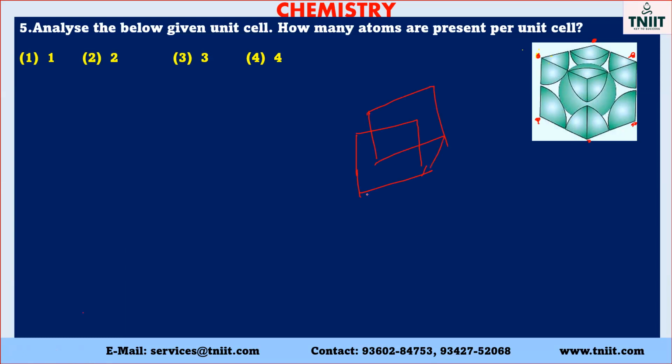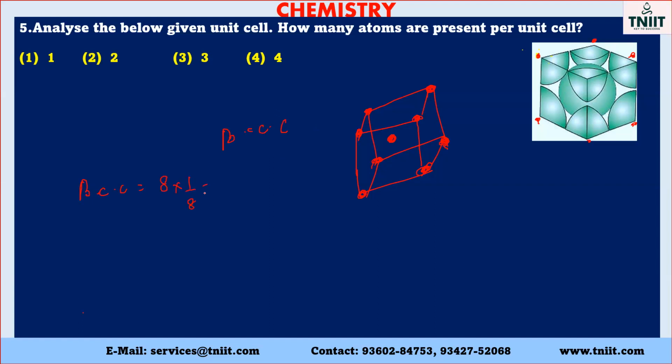A cube. There's a particle at the center, and there are particles at the corners. 8 corners. Like this. So this is a body-centered cubic lattice. So for a body-centered cubic lattice, 8 corner atoms we have.